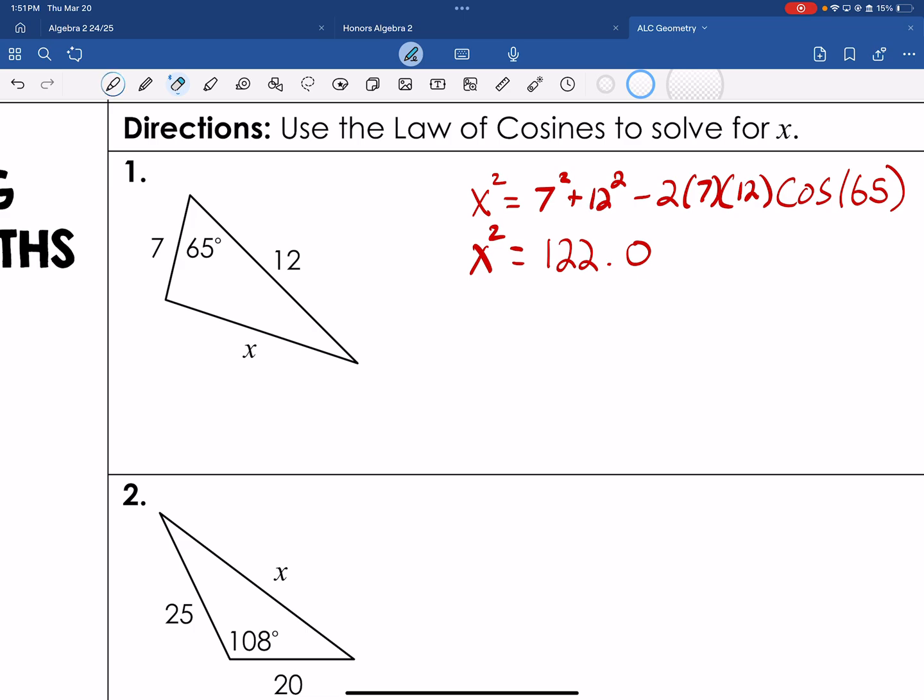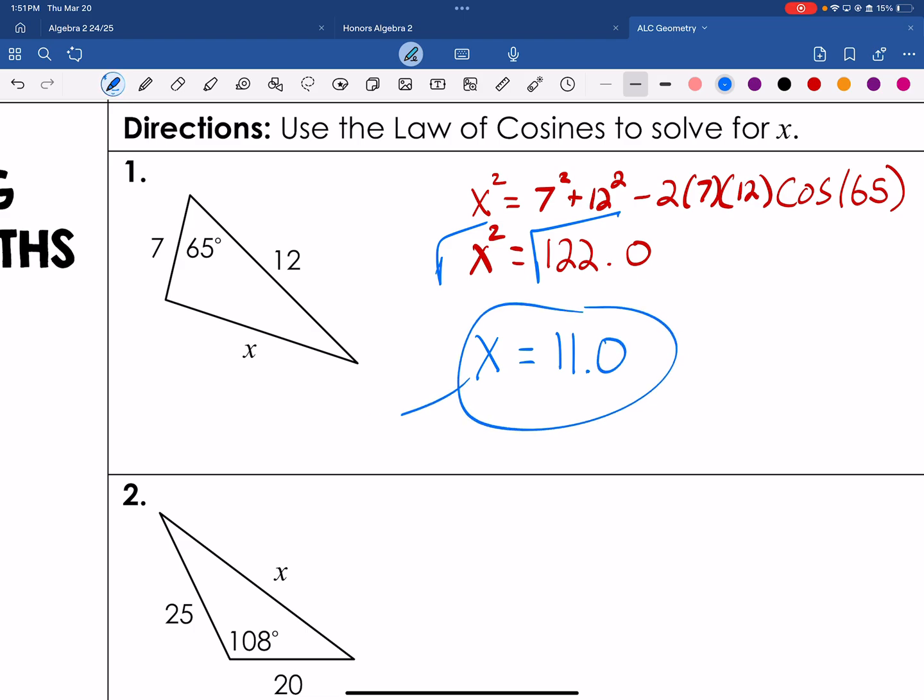Am I done solving yet? How do I solve it? Take the square root, right? So we have to take the square root of both sides. The square root of x squared is just x. The square root of 122 is 11. Again, round to the nearest tenth. So this is just 11.0. That's the length of that side using the law of cosines.